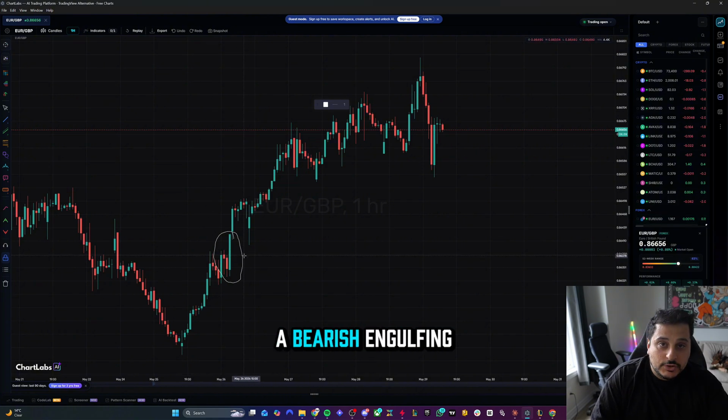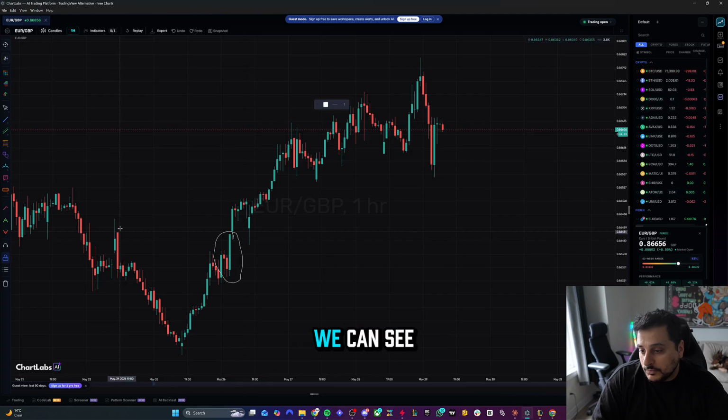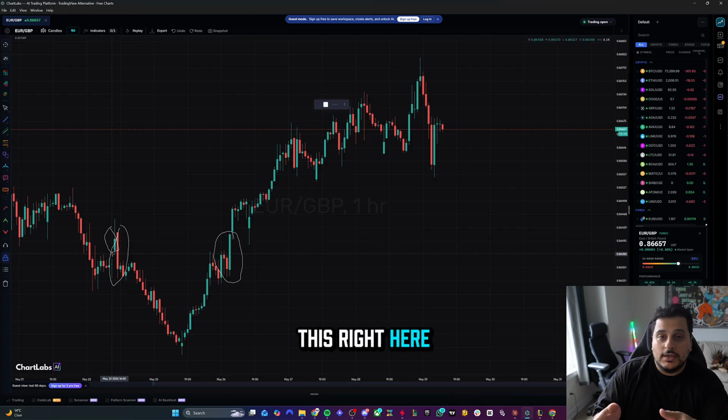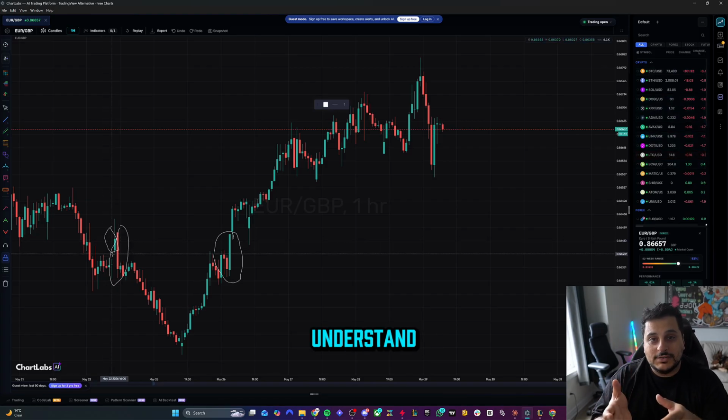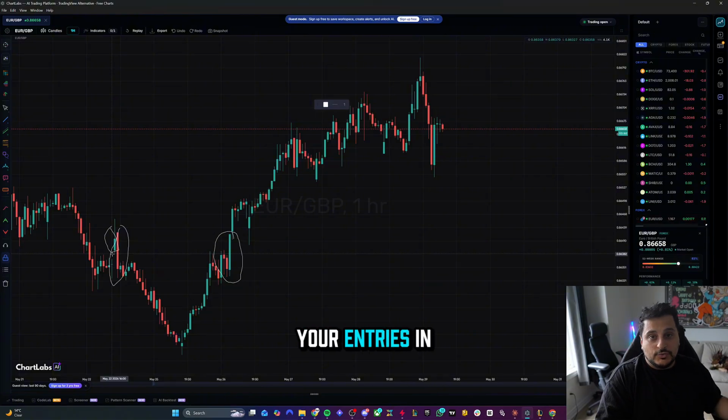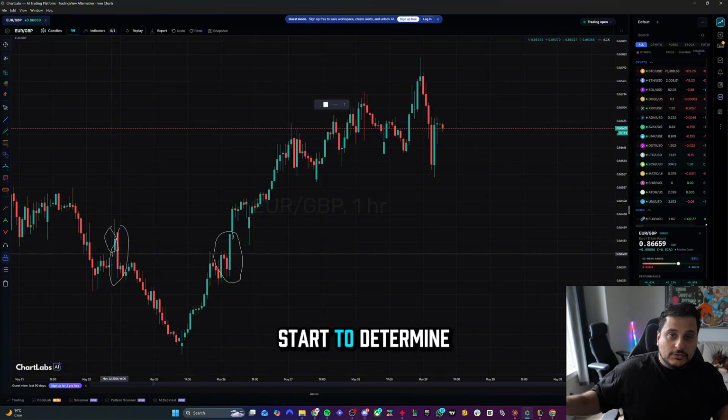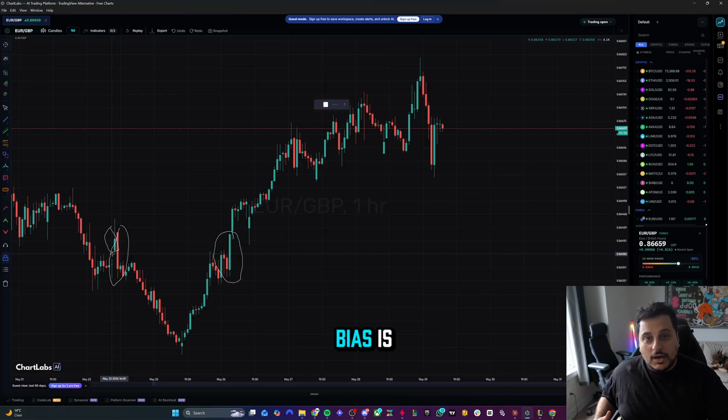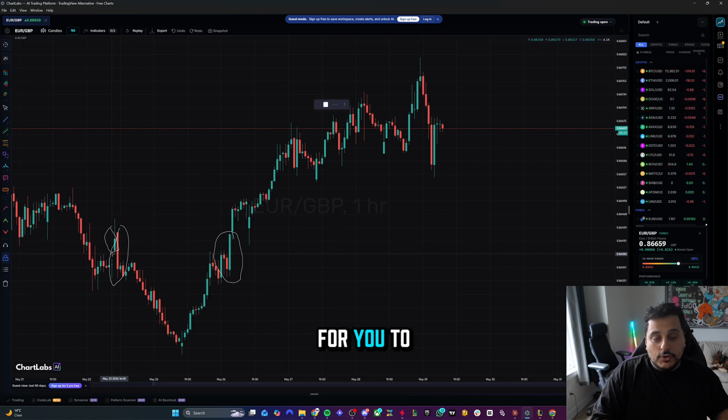So what does a bearish engulfing candle look like? Well, very simple. We can see over here, look how big this candle is and how it completely covered this candle, right? That would be a bearish engulfing candle. So this is a bullish and this is a bearish. This right here is a very good pattern for you to understand because it can help you with your entries in the trade. So after you start to determine what my trend bias is and what I'm looking for, buy or sell, this could be an entry for you to actually take that trade, right?